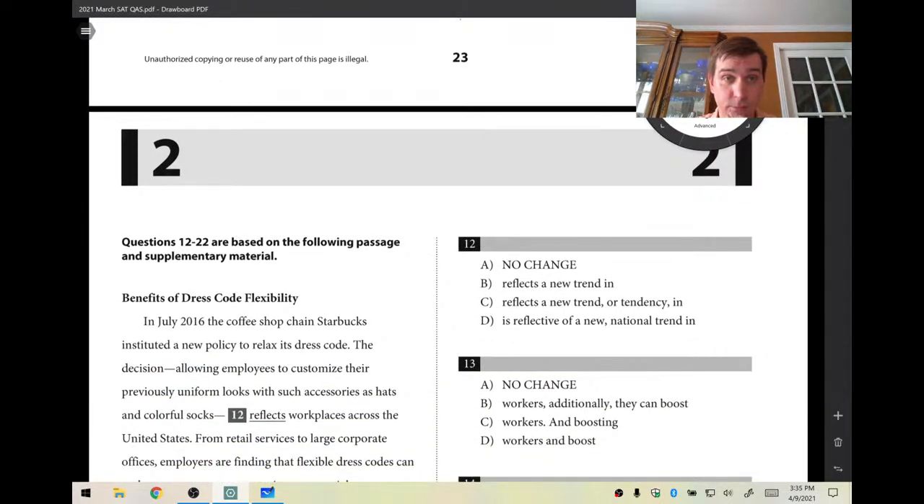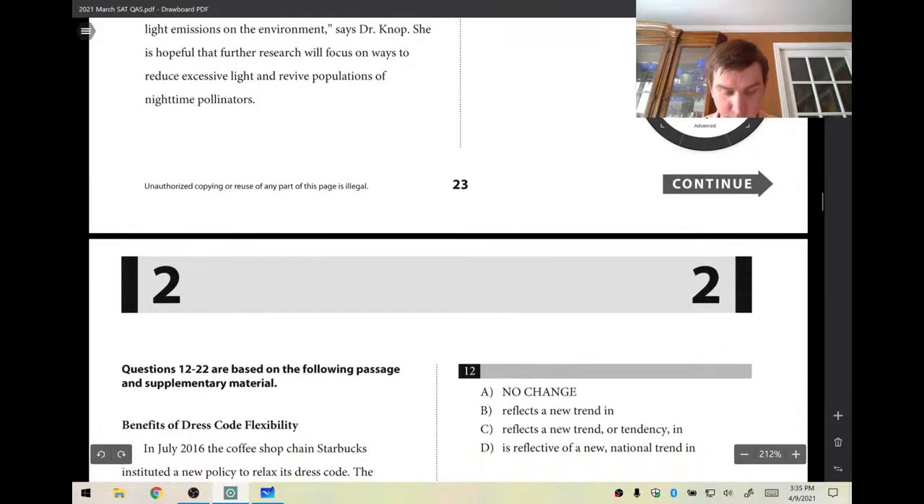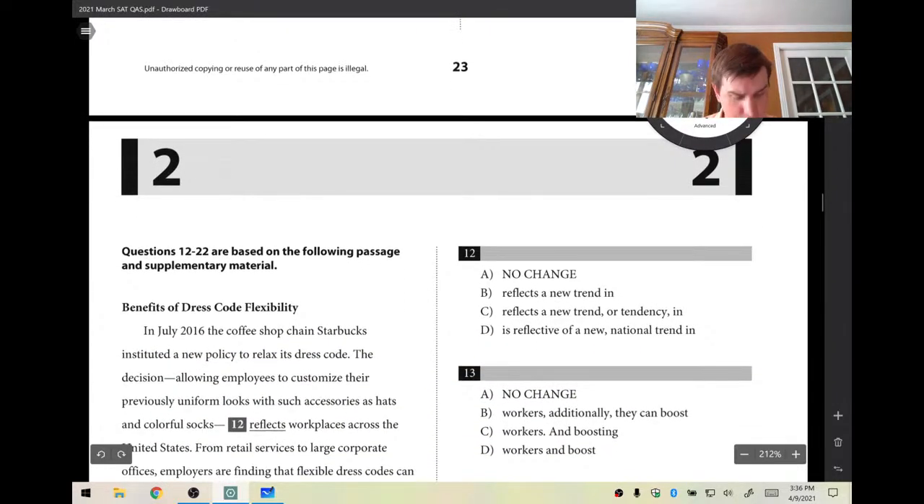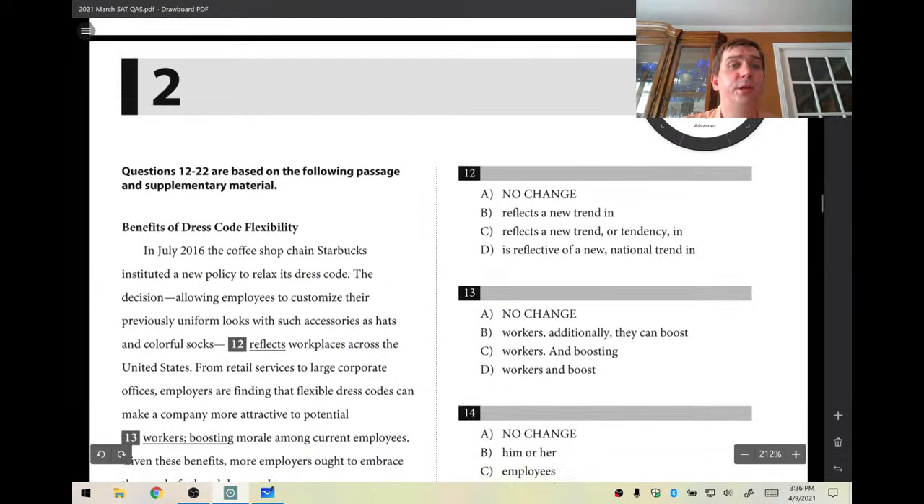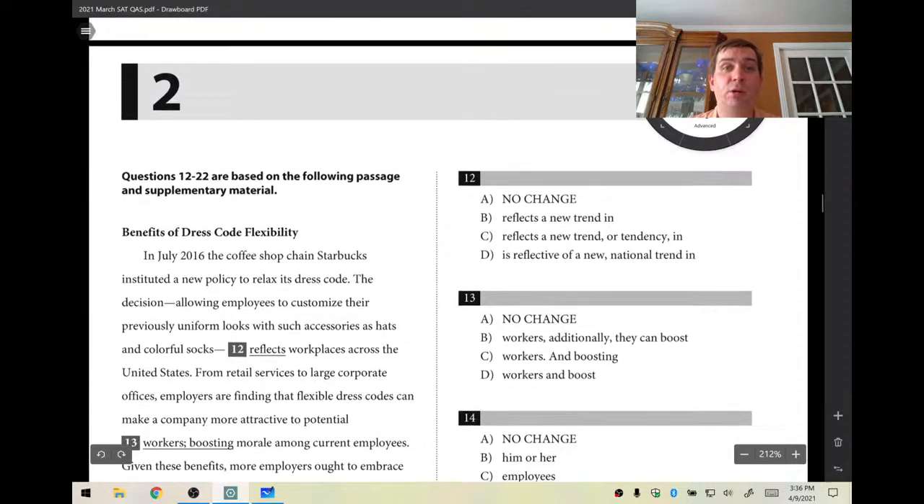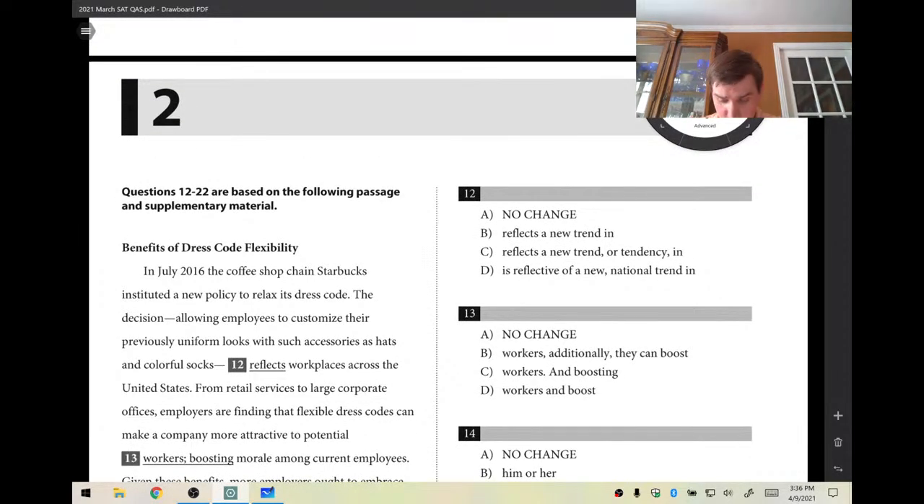Okay, we're on to the next passage. It is called Benefits of Dress Code Flexibility, and we are on question 12. I'm going to read the sentence as written. Let's start with this one. All right, here we go.